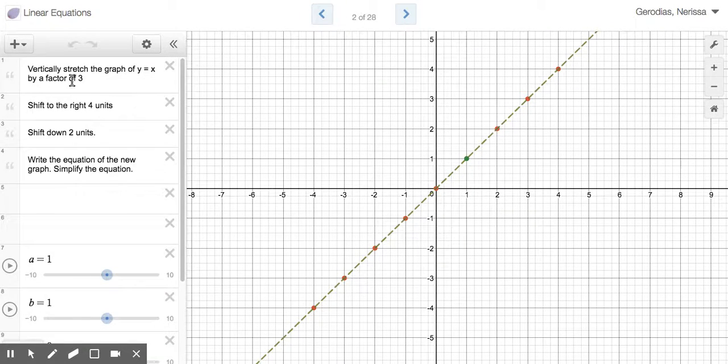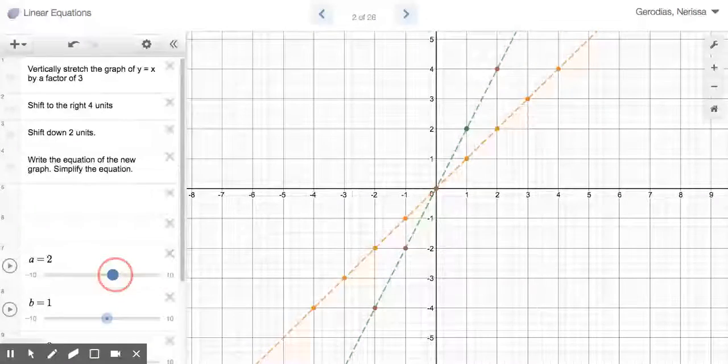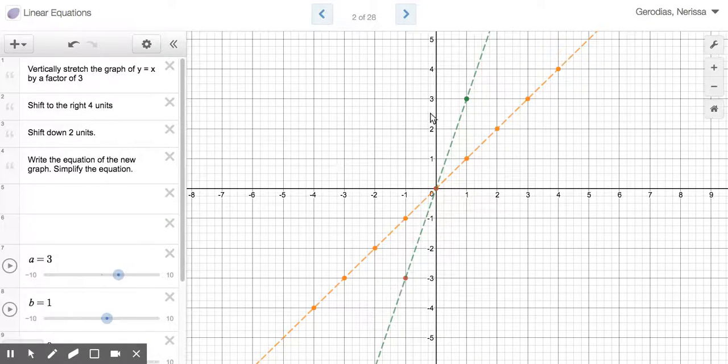Okay, in slide number 2, you are asked to vertically stretch the graph of y equals x by a factor of 3. So because we want vertical stretch, that will be A. We're going to change A. We want the green point to go up to 3. So we just need to make A equal to 3. So now we stretch vertically the line. Okay, so we're done with the first transformation.